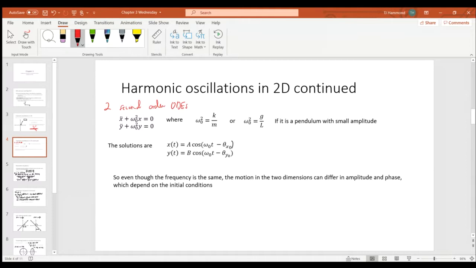The solutions for this are going to be x of t is equal to a cos(omega naught t minus theta), the original phase in the x direction, so that's theta x naught, and y of t is equal to b cos(omega naught t minus theta y naught).